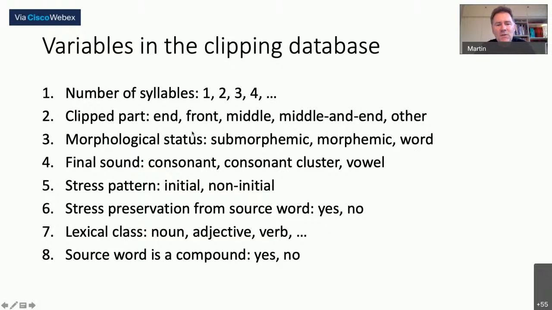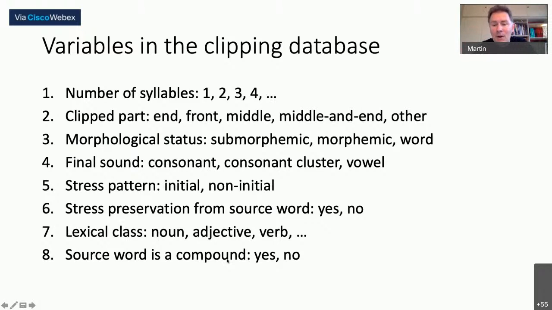We have the morphological status. Is the clipping a submorphemic unit? Is it a morpheme? Is it a word? Is the final sound a consonant, a cluster, or a vowel? We have information on the stress pattern, stress preservation, the lexical class, and the question of whether the source word is or isn't a compound.